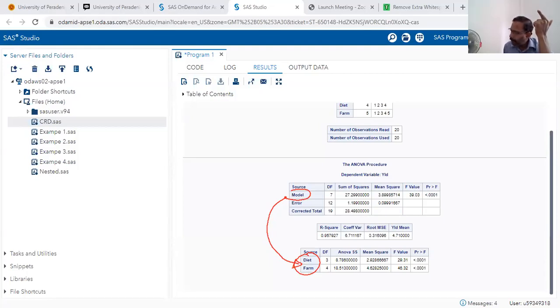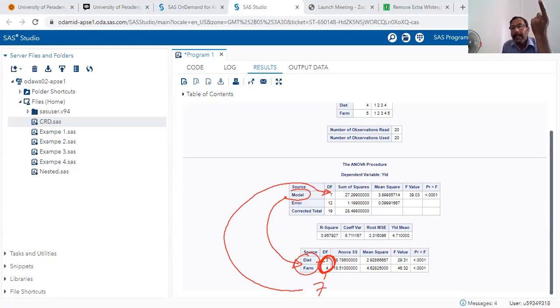So here in this example, if you add all this information, let's say degrees of freedom. We have 4 diets, so 4 minus 1 is 3. We have 5 farms, so 5 minus 1 is 4. So you see here, the diet degrees of freedom is 3 and the farm degrees of freedom is 4. What is the addition of this? 7. That is what you are getting here in the model, because the model is split into diet and farm in this case.